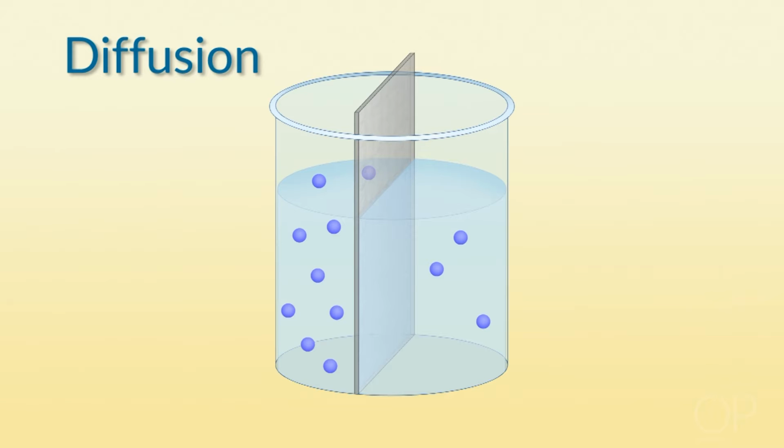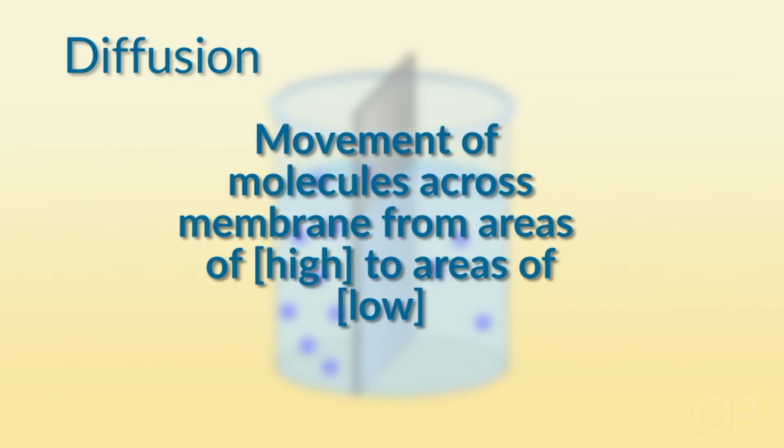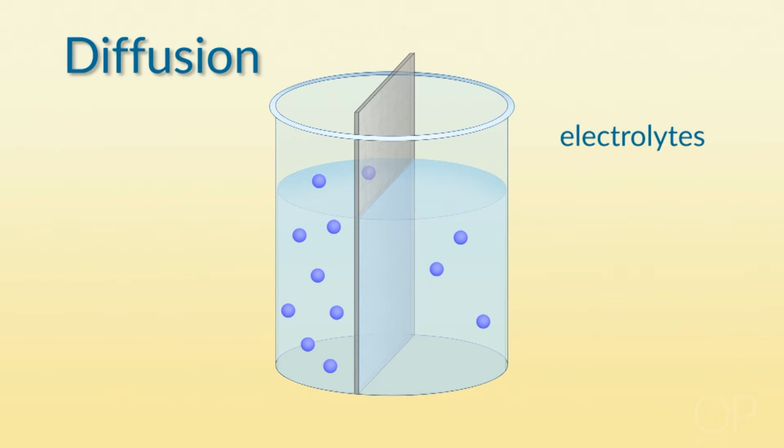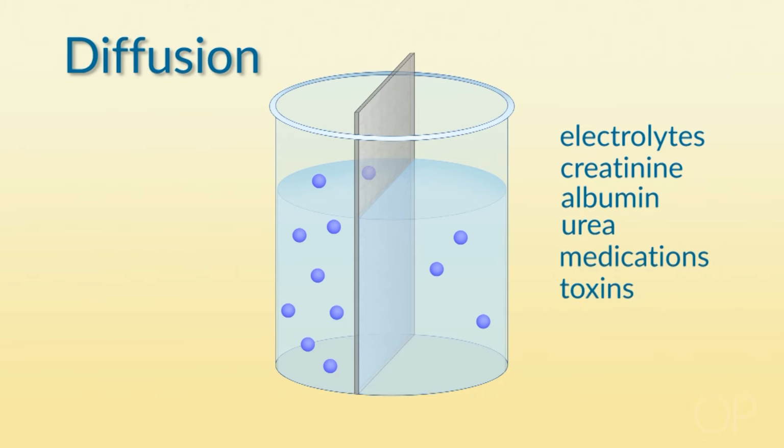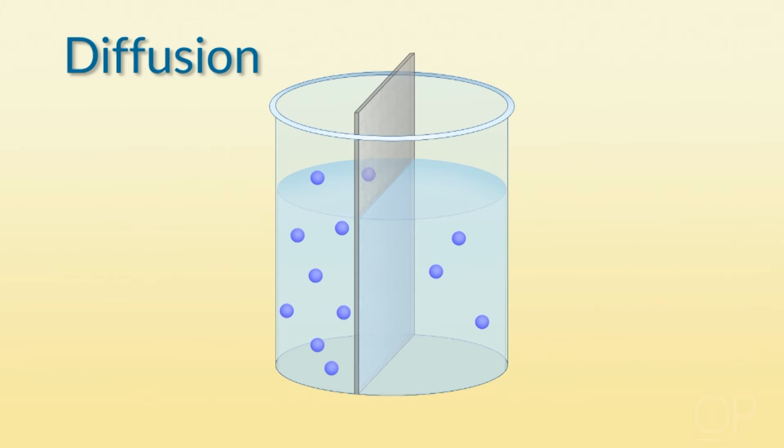The second concept for peritoneal dialysis is something called diffusion. Diffusion is the movement of molecules across, again, a membrane, and again, in this case, the peritoneal membrane, from areas of high concentration to areas of low concentration. So these molecules such as electrolytes, sodium, potassium, creatinine, albumin, urea, also medications and even toxins. If you look at the diagram, you can notice that the molecules that have higher concentration will move over to the areas where there's lower concentration.